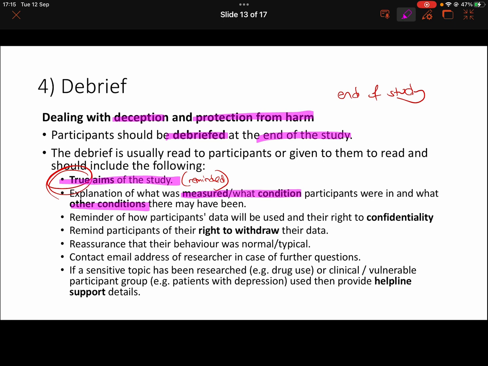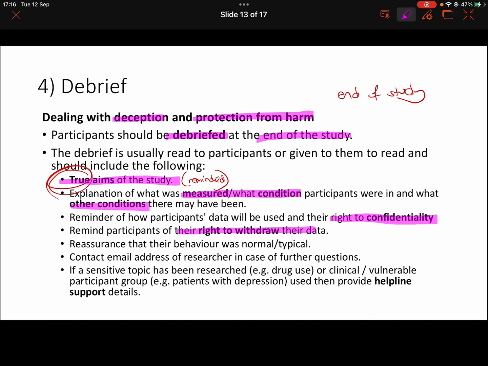They get everything. We remind them of their rights. So we remind them of their right to confidentiality and privacy. We remind them of their right to withdraw their data. So they've got to this point. Are they still happy for their data to be included in our final analysis? If not, we scratch it. But we have to remind them that even now, they can withdraw. They don't have to participate.